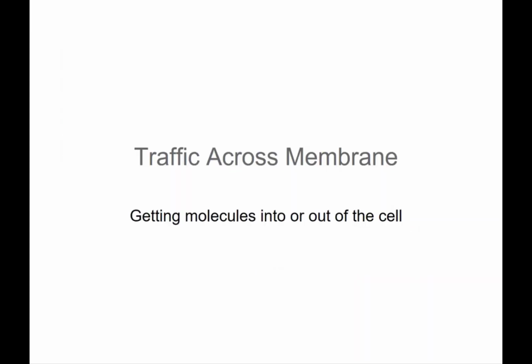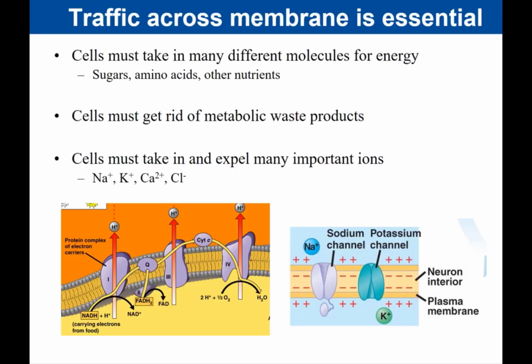And so we're going to talk about now traffic across the membrane. How do we get molecules into or out of the cell? And traffic across the membrane is essential. You have to be able to get things into and out of the cell in order for the cell to survive. And if you think about it, for example, think of your own cells. If you don't eat, your cells can't survive. Your cells need to be able to take in molecules for energy.